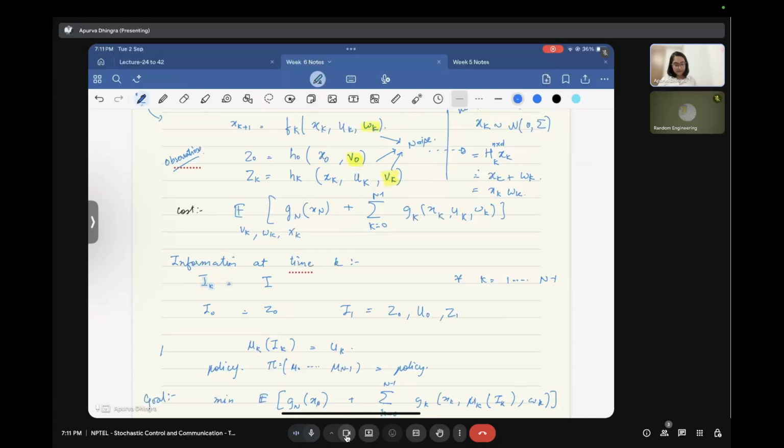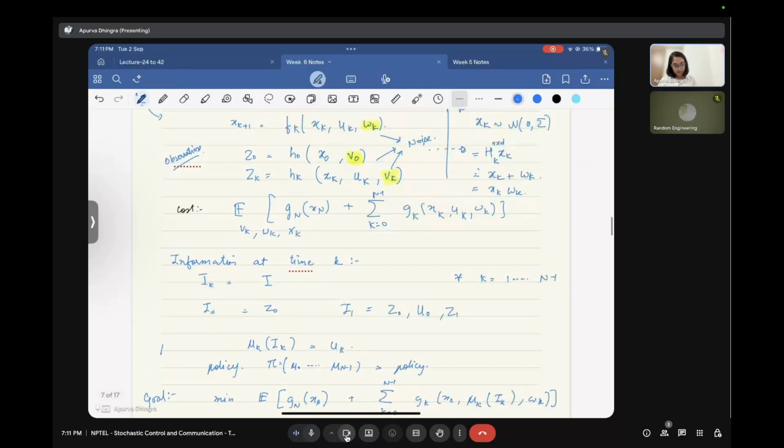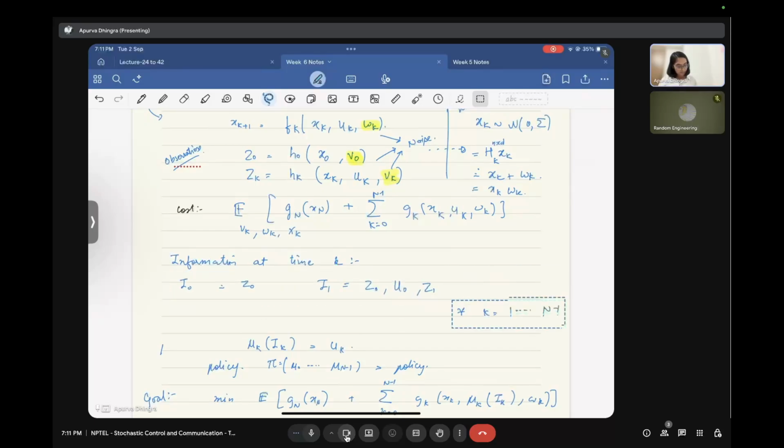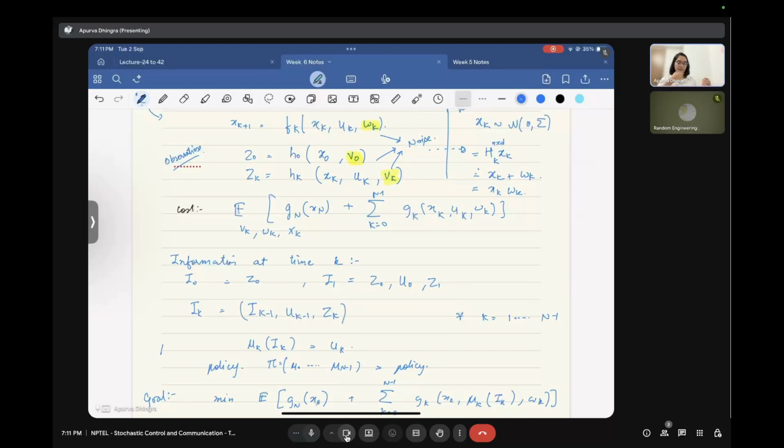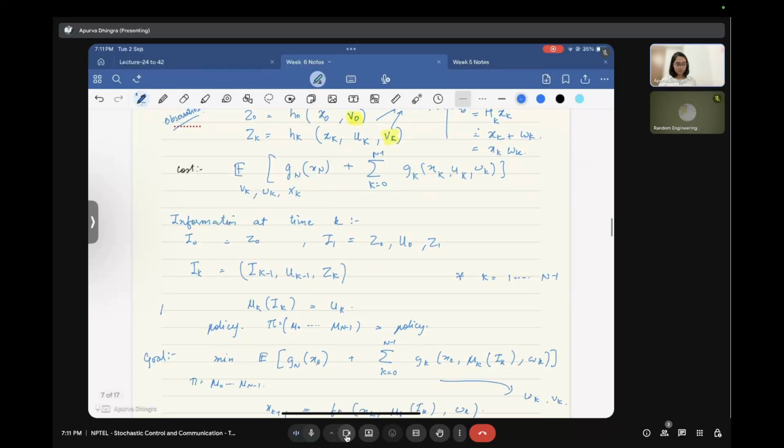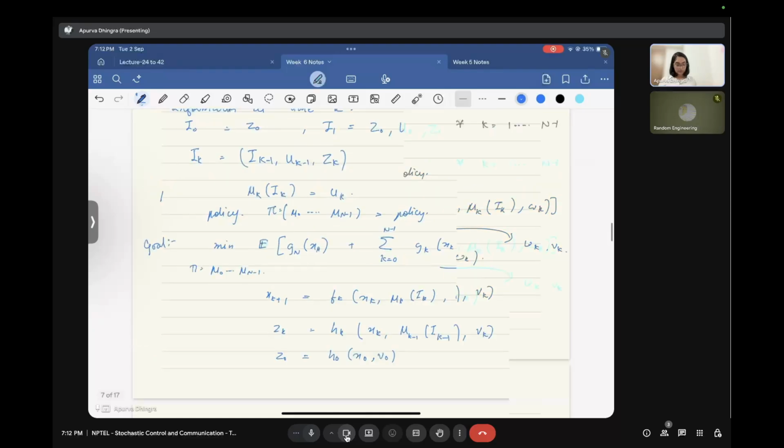So at any kth time, I can write this as: Ik is whatever is known in the previous time step, the information I(k-1), along with the action taken and the new observation. So what is all this? We'll come to this.